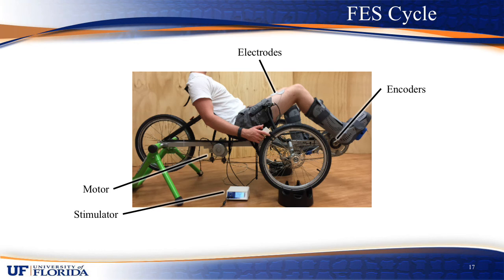To validate the aforementioned control design and stability analysis, a preliminary experiment was performed on a single participant using the FES cycle that is shown. For the preliminary experiment, FES inputs were provided by placing electrodes only over the quadriceps muscle group and connecting them to the stimulator shown. For crank position and velocity feedback, an encoder was implemented at the crank.